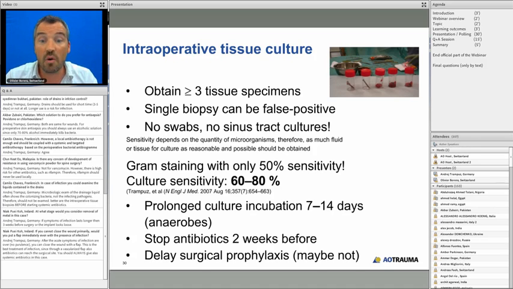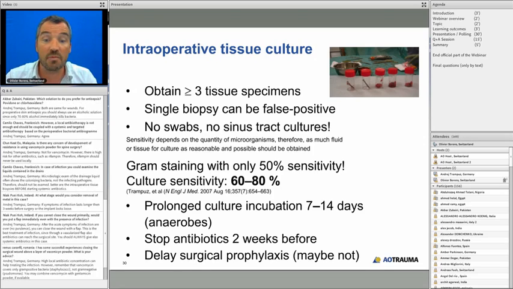In order to increase the sensitivity, we can prolong the incubation time from 7 to 14 days. This is going to give us a chance of finding, for instance, P. acnes infections, mainly in shoulder surgery, because they just take much, much longer. These anaerobes take more time in order to grow. So we have to make sure that our microbiologist in the lab knows that we are looking for these germs in low-grade infections as well. At the same time, ideally in patients that have been under antibiotic treatment, the antibiotics should be stopped for 2 weeks before the operation, and we should delay surgical prophylaxis.